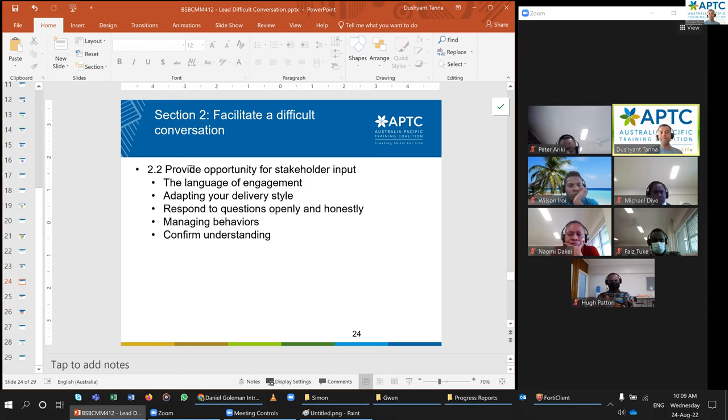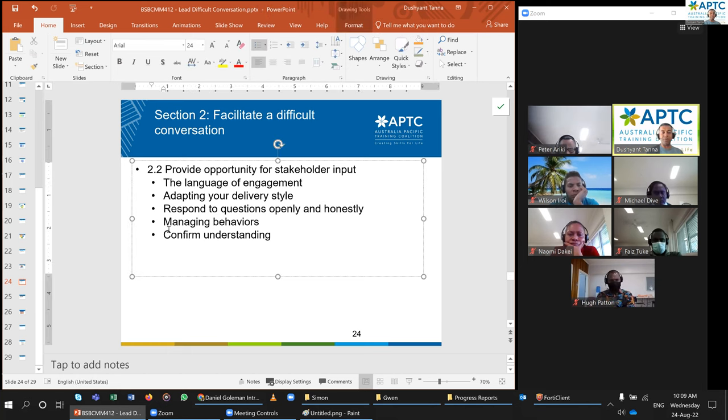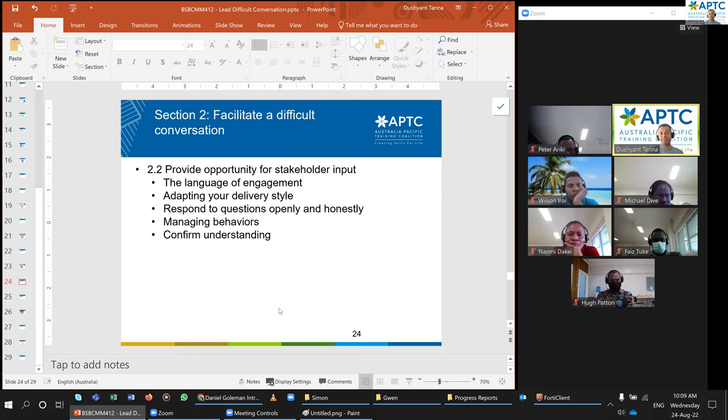Okay. Next is to provide the opportunity for stakeholder input: the language of engagement, adapting your delivery style, responding to questions openly and honestly, managing behavior and confirming the understanding. These are some of the ways you can enable the stakeholders to provide input.